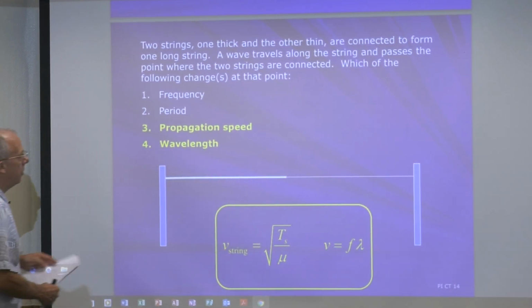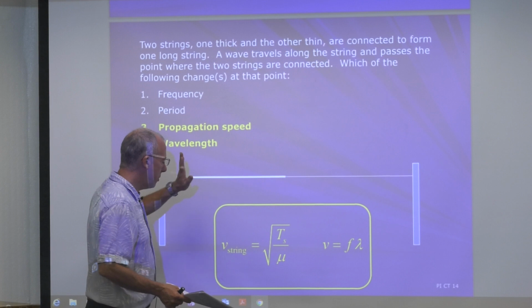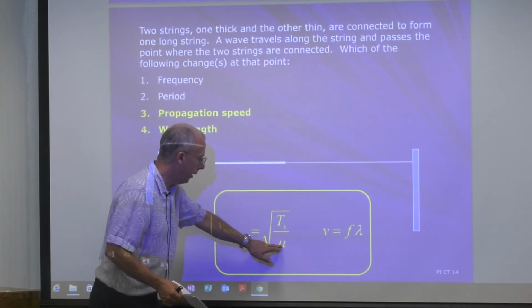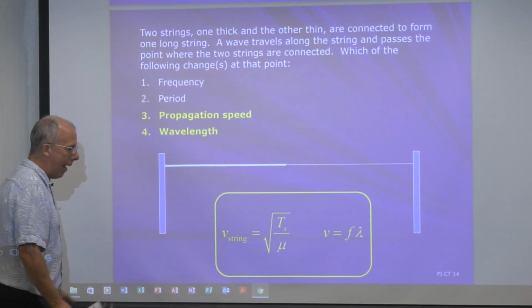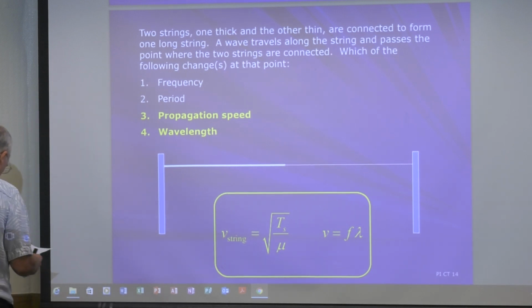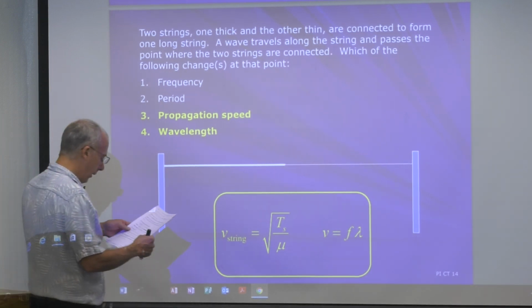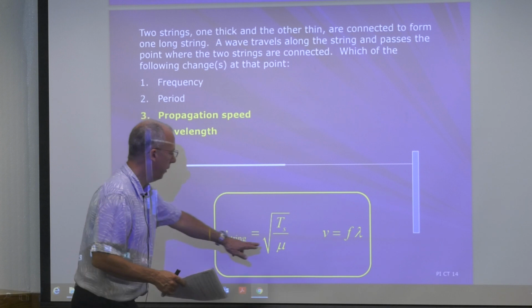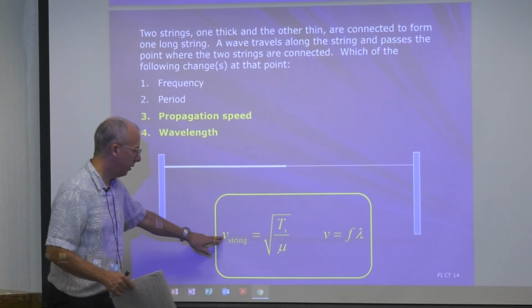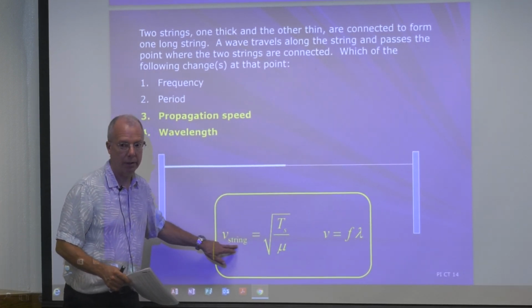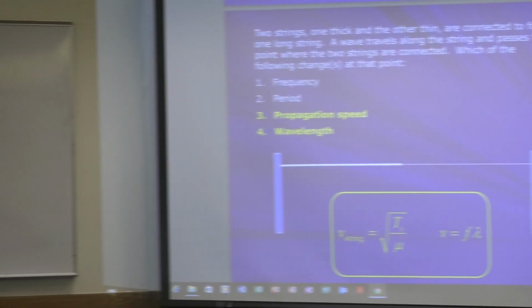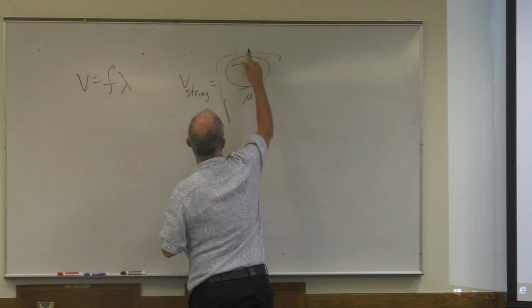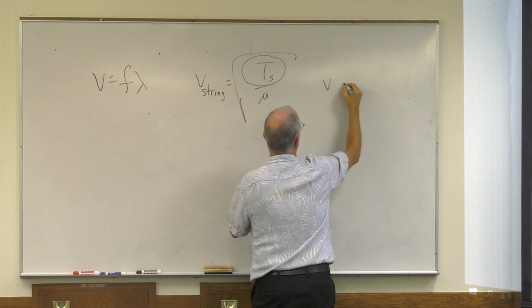So we're assuming that the linear mass density changes. All right, so if this changes, then the velocity of the wave has to change. So we know that v changes.